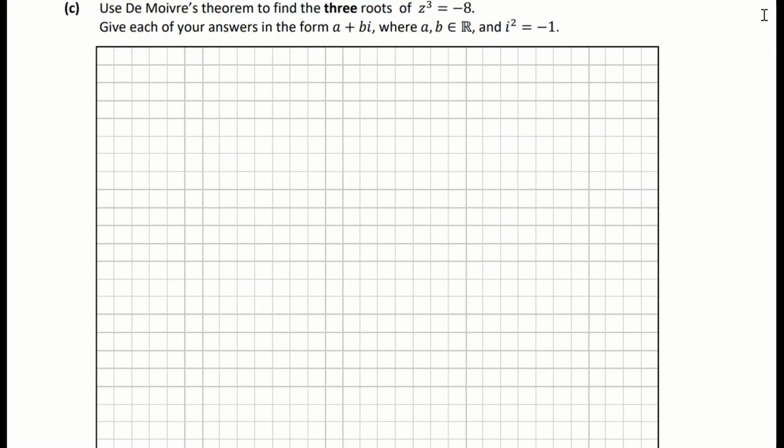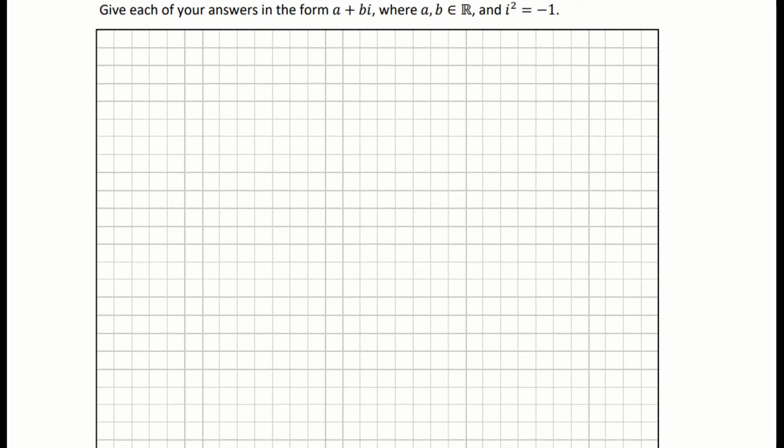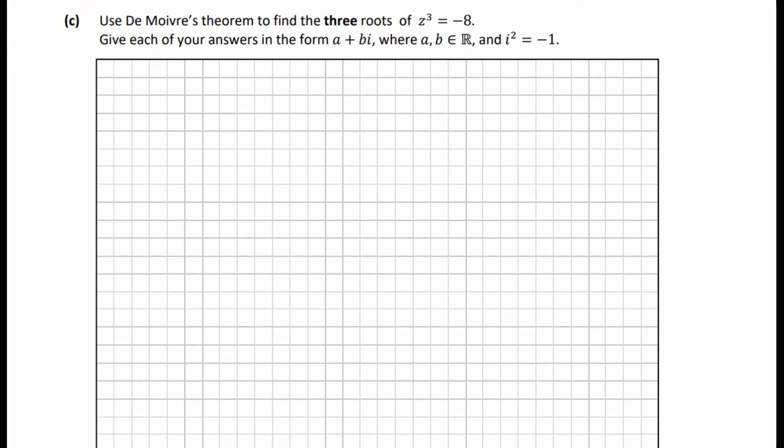So now we're looking at question 1c. Use de Moivre's theorem to find the 3 roots of z to the power of 3 is equal to -8. So when we're answering these, we need to first of all turn our complex number into polar form. So basically what we want to do here is turn -8 plus 0i, so I'm bringing in that placeholder of an i, into r times cos theta plus i sine theta.